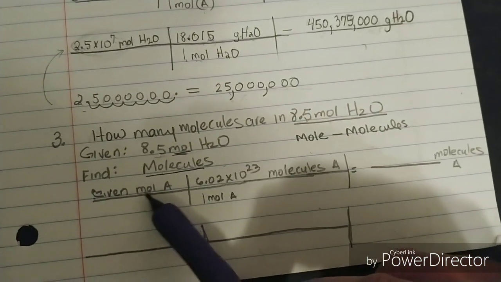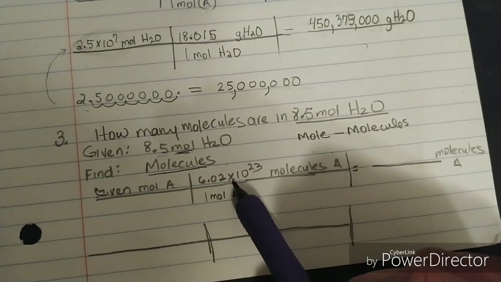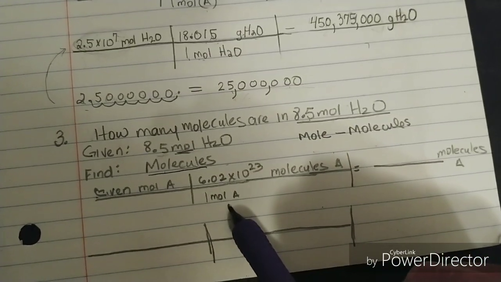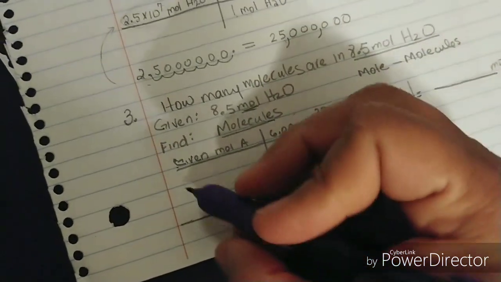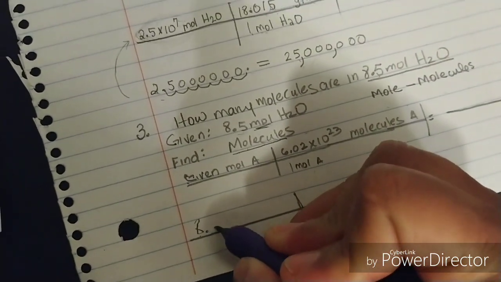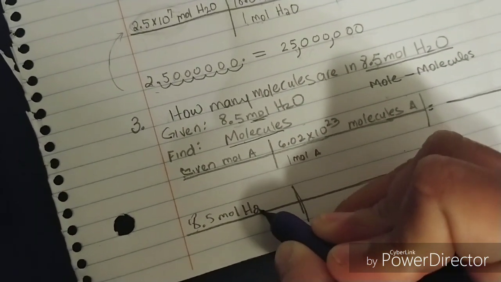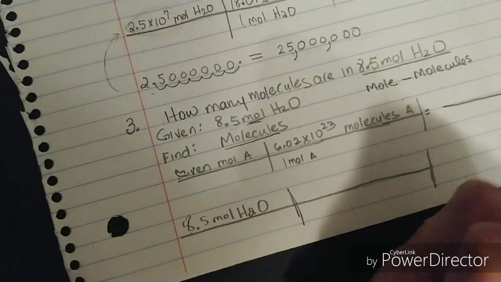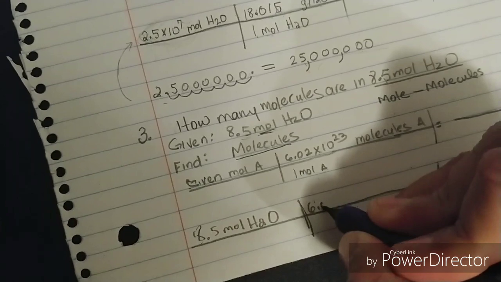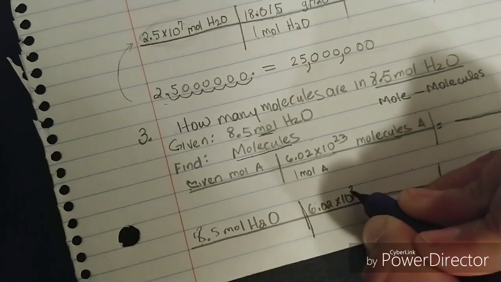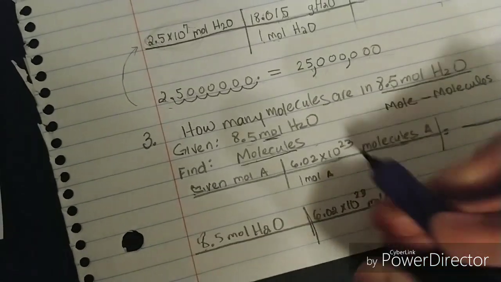So if you look at your notes once again, this is a setup where you place the given in moles, you use Avogadro's number over 1 mole. Okay, so our given is going to go in this box right here. So we're going to put the 8.5 moles of H2O. Okay, right next to it, just like it says in the setup, we're going to put 6.02 times 10 to the 23rd molecules. And it says of A.